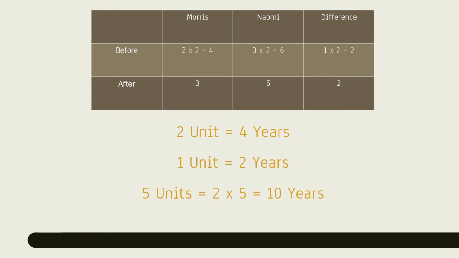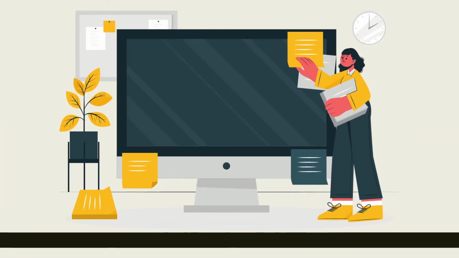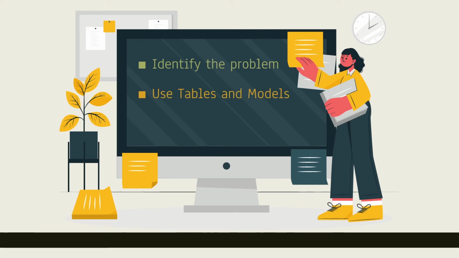To summarize, whenever we encounter problems involving ratios, we should: 1. Identify what type of ratio question it is so that we know what approach to take. 2. Use tables and models to aid in our visualization of the question. 3. Substitute our answers back into the respective ratios to make sure that the answer we got is consistent with the ratios given in the question.